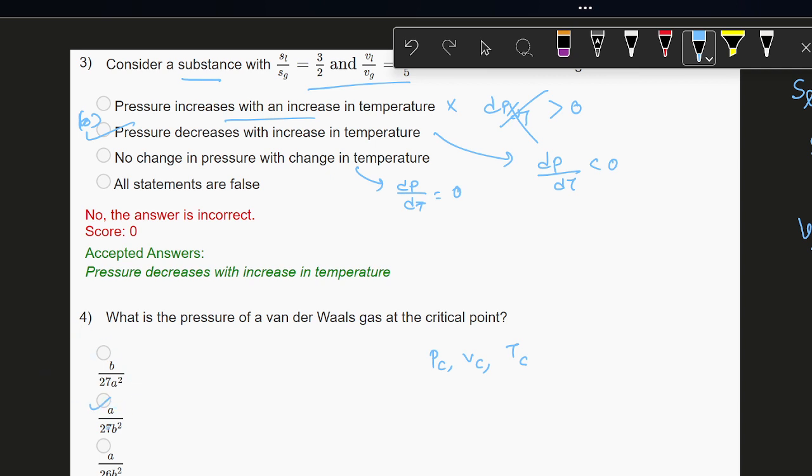B. Okay, so B and D are very close matches. Don't get confused or puzzled that there is a square in option number D. That is not true. Our true option is a/(27b²), which is your Pc.